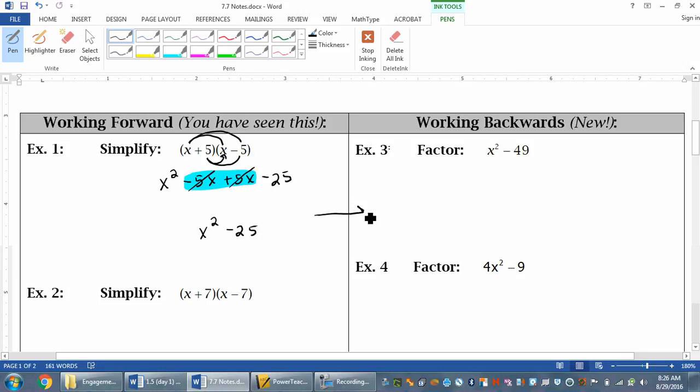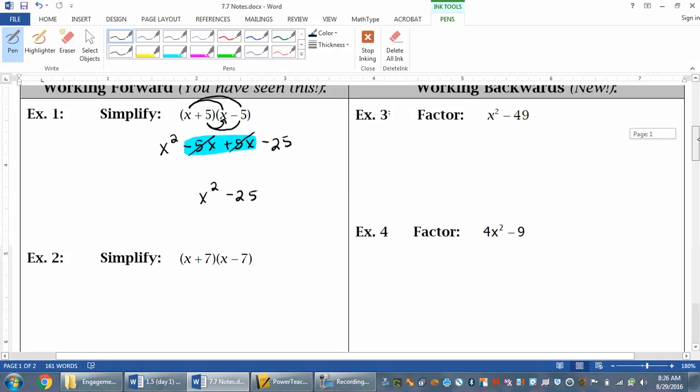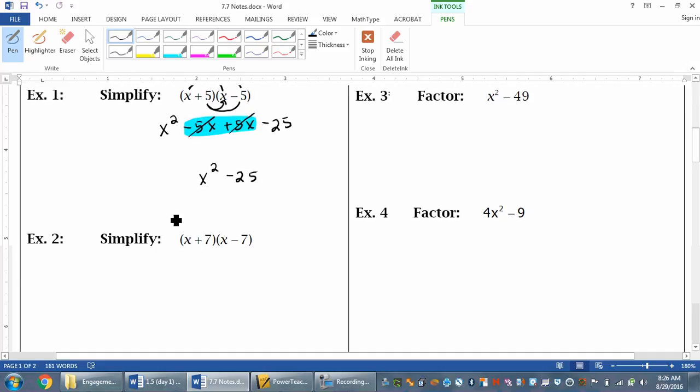Now let's continue with example 2. In example 1, you recognize that the middle terms go away and you're left with x squared minus 25. Also, you should recognize 25 is on that perfect squares list. That's 5 squared. All right, let's go ahead and do example 2.